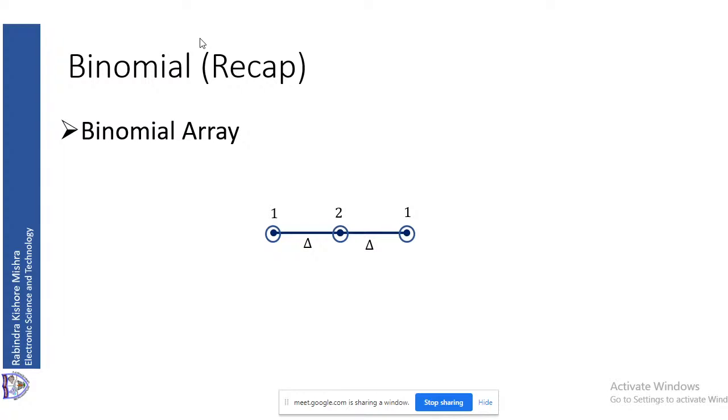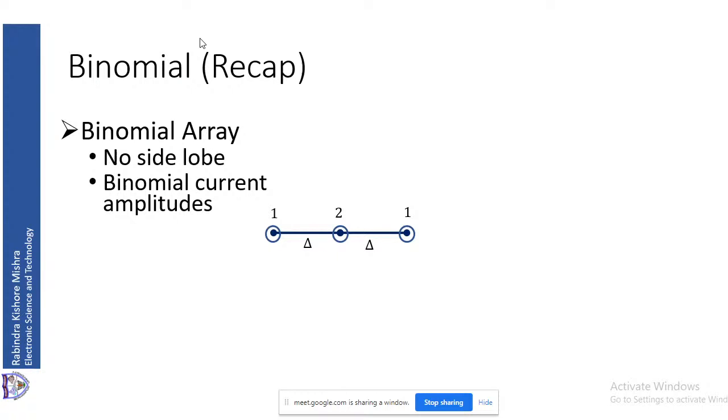We have discussed it last time. So the last 2 will always be 1, then in between we add them together, that gives you 2. If there are 3, then 1 3 3 1, then 1 4 6 4 1. So that way it will continue, Pascal's triangle that we have discussed already. Binomial array, you know the speciality of this is there will be no side lobe. So if you have a binomial array, there will be no side lobe, and the current amplitudes are binomial in nature, binomial coefficients.